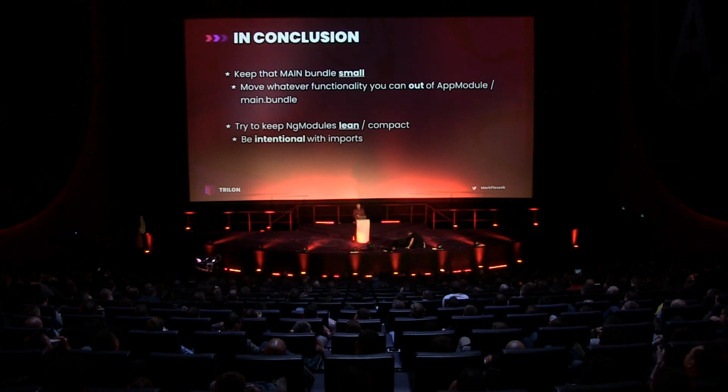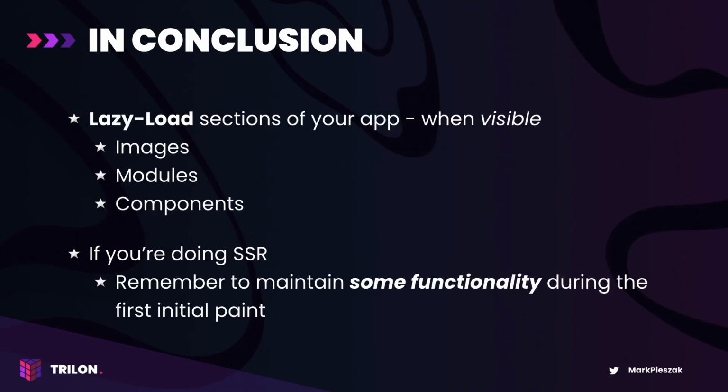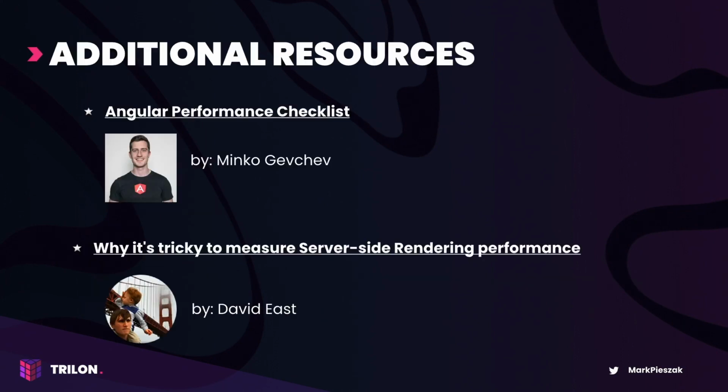So in conclusion, keep that main bundle small, move anything you can out of app module, lazy load it. Try to keep your modules very lean, be intentional with the imports. Lazy load just anything possible: images, modules, components. And if you're doing server-side rendering, just remember to be functional.